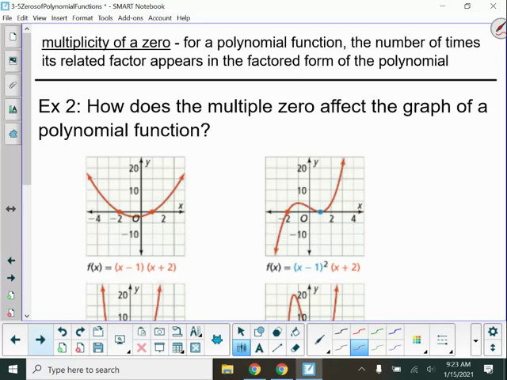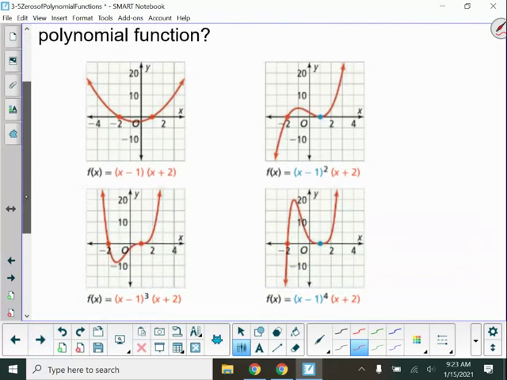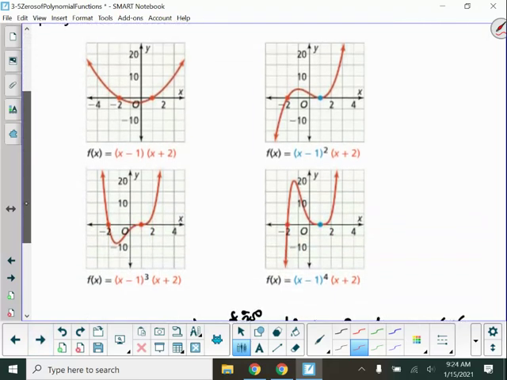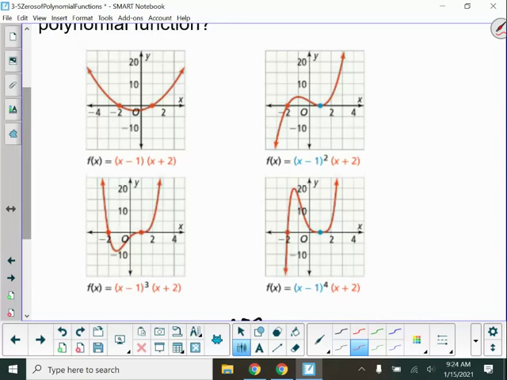So we are going to look at this example. It says, how does the multiple zero affect the graph of the polynomial function? So there's 4 of them here. And I do have the solution down below, so I will scroll here in a bit. So x minus 1 is the zero that we're going to look at, because that's the one that ends up repeating. Although in the top left, it just appears once. In the top right, it appears twice. That would be that blue dot.